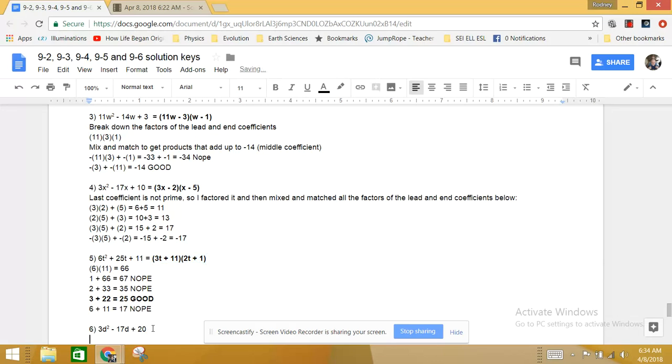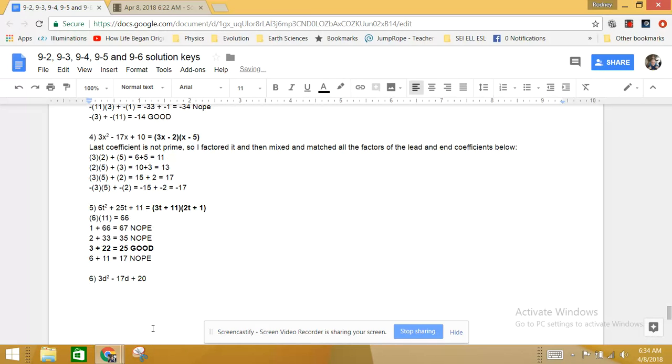All right. Now, on this number 6, I'm going to do it similarly, but I'm going to then do it as a factoring by grouping approach. So on this one, I'm going to take 3 as my lead coefficient and 20 and multiply them to get 60. And now I need two factors of 60 that add up to 17d. Ultimately, they need to add up to negative 17d, so we'll work that out.